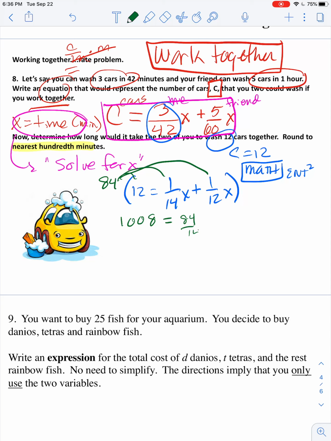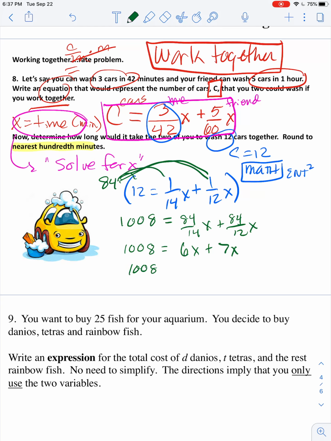And then here, I'm going to get 84 over 14x. And here, I'm going to get 84 over 12x. If I've done this correctly, like I've been saying in class, if you take that fraction and divide it down, it better come out to be a whole number. Same with this other one. If you're still stuck with a fraction, then you picked the wrong value.